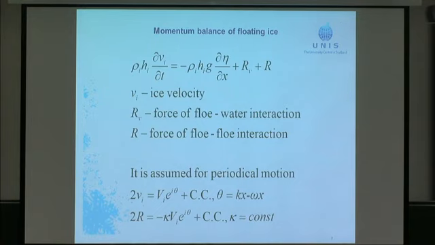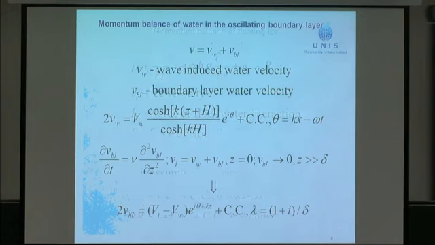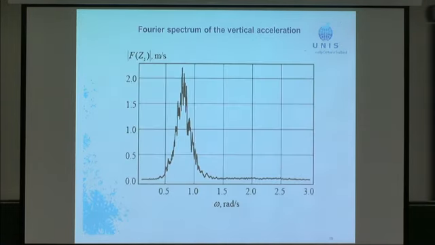Okay. And these movements don't appear in the spectrum. You see, if we would have these movements, we would not have this spectrum. We have 10 Hertz frequency accelerometers placed on the ice. We don't see this maximum.